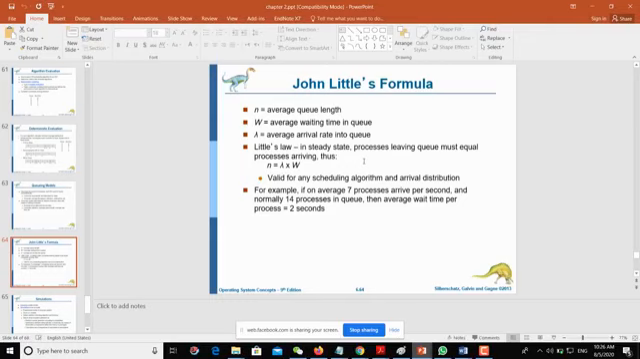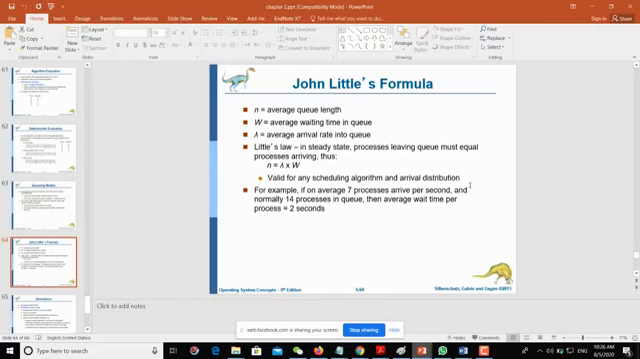There will be a lot of processes, and those processes will get stuck in that queue, as the process leaving rate is very slow, so it may become a problem. So here, John Little is saying that this is valid for any scheduling algorithm and any arrival distribution. Arrival distribution means at what rate the processes arrive in the queue, okay?